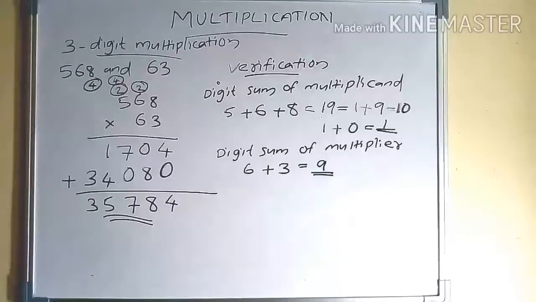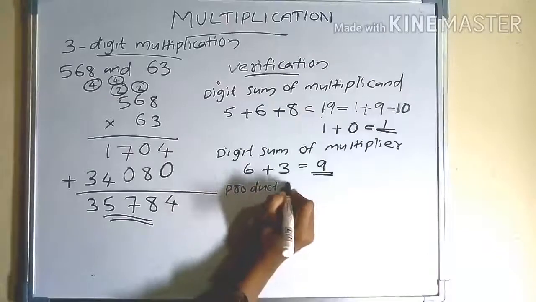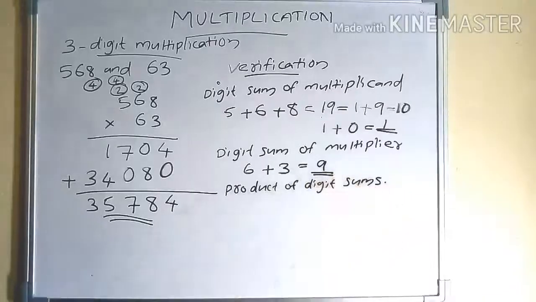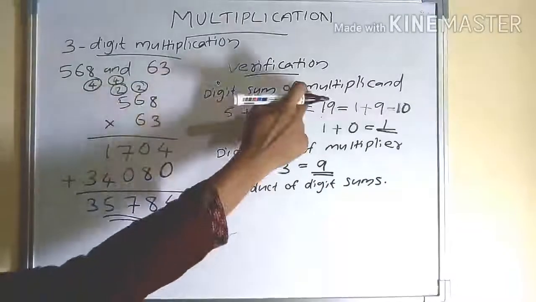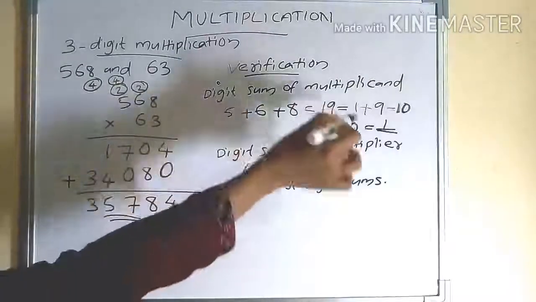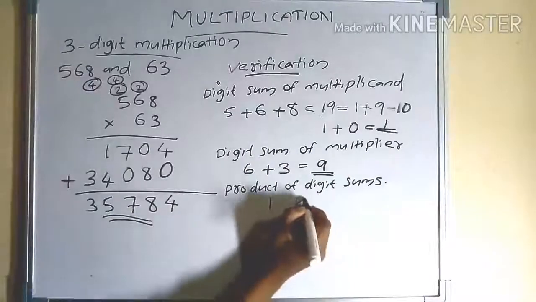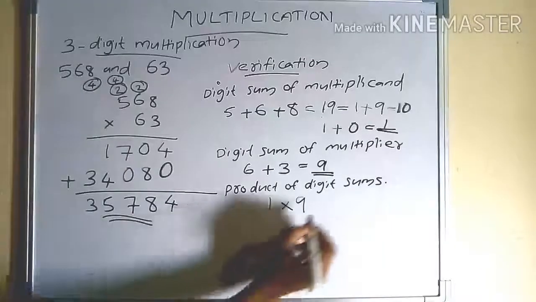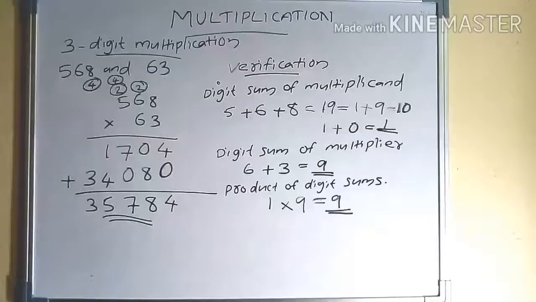Okay, next is to find the product of digit sums. We know that the product of digit sums means the product of the digit sum of the multiplicand and the digit sum of the multiplier. Digit sum of multiplicand? 1. Digit sum of multiplier? 9. So, product of digit sums means 1 into 9. So, what is the answer? 9.